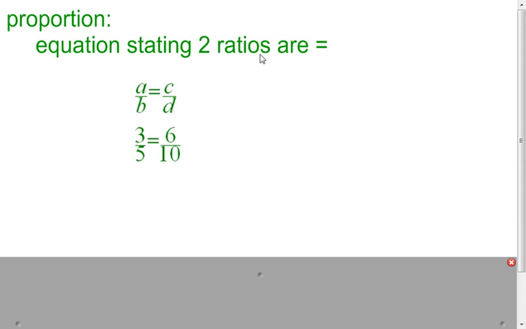Now, one way to do it is to grab our calculators. If I type in 3 divided by 5, I get 0.6. If I type in 6 divided by 10, I get 0.6. We can see, yes, they're actually equal. That's one way to do it.